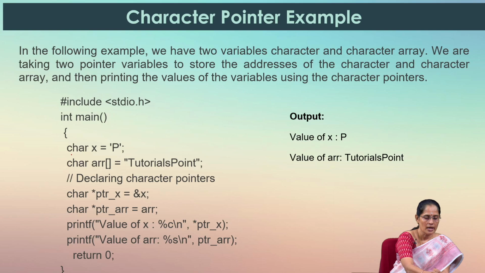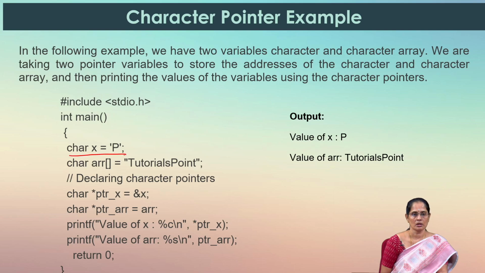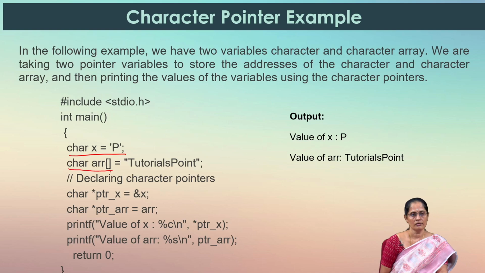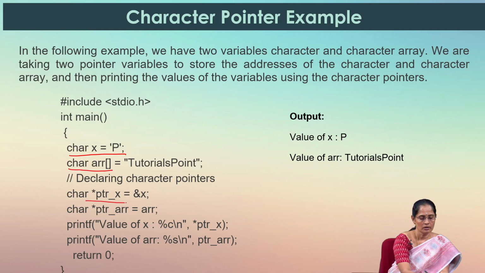We have two variables, a character and a character array. We are taking two pointer variables also, and we will find out how these two work, right. The character type variable is x, which has the value p. The character array is named ARR, which has the string tutorials point, right. Now, declaring character pointers: pointer 1 with the name ptr x, which is going to store the address of x. ptr arr stores the address of arr, right.